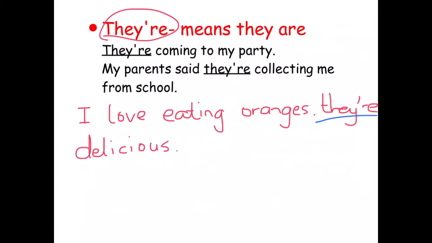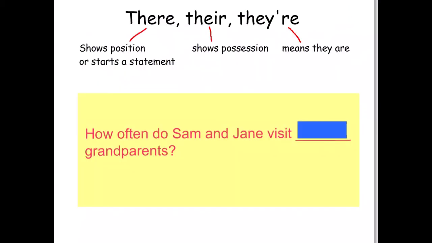Let's look at a few examples together, and let's see if you can choose the correct there homophone that belongs in each sentence. Let's recap our theres and what they mean. So our first there, T-H-E-R-E, shows a place or starts a statement. Remember, it ends with ERE. The second there, the EIR, shows possession. Our third there, with the apostrophe, simply means they are.